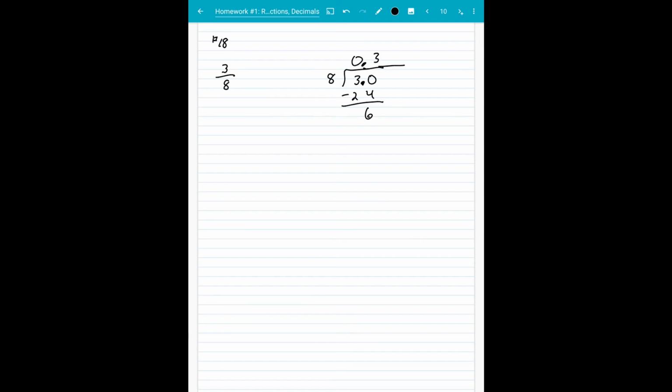Keep going. Add a 0 until we have an answer at the very end, or if it repeats. 8 goes into 60 7 times, because 8 times 7 is 56. Subtract 56. Bring down a 0. Looks like we had to add another 0. 8 goes into 40 5 times. 8 times 5 is 40. That makes 0. So that means 3 over 8 converts into 0.375 as a decimal.